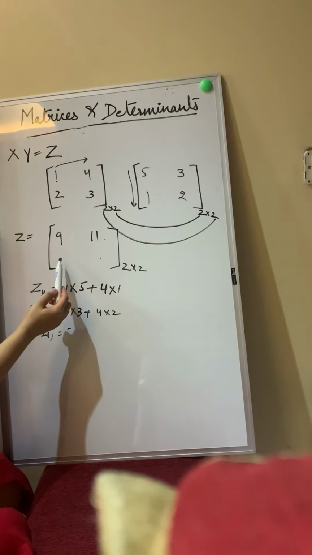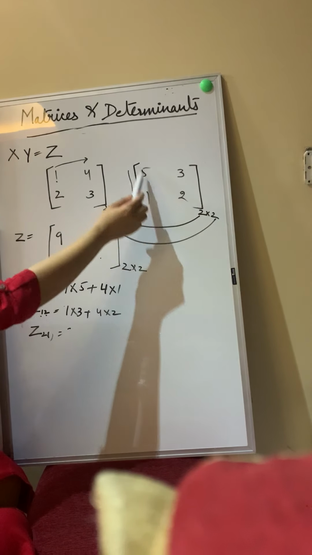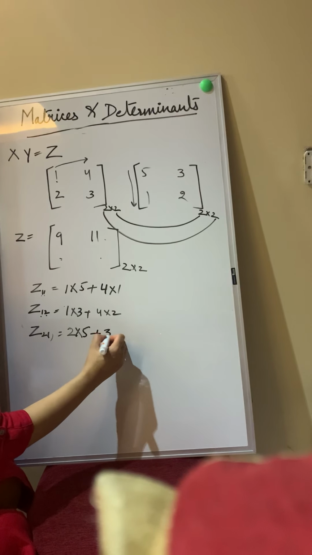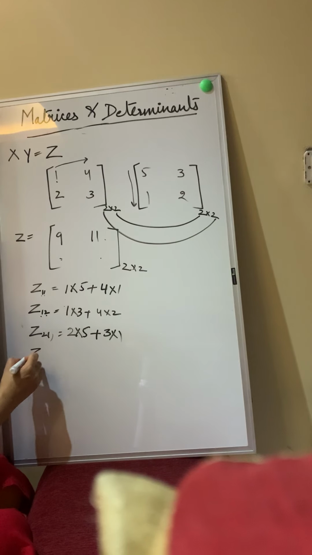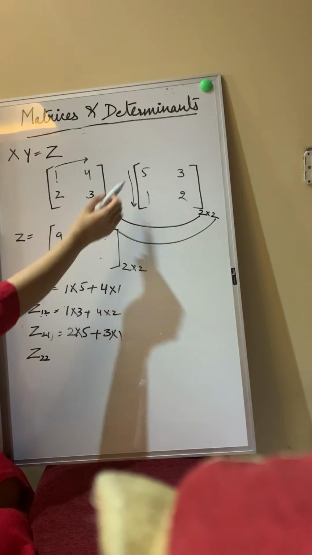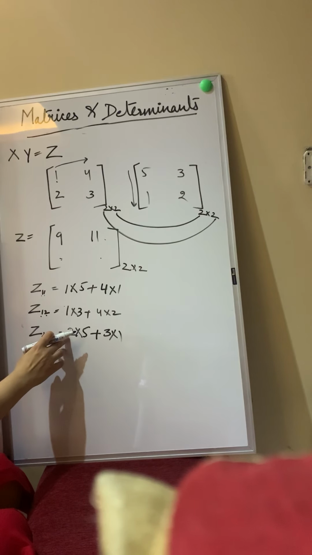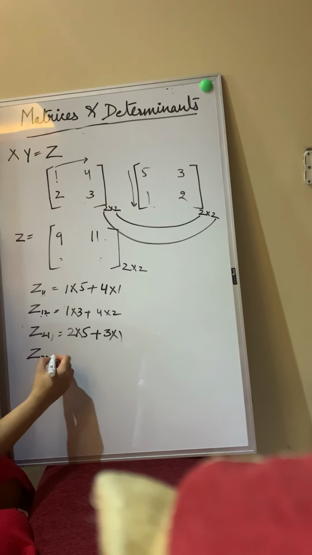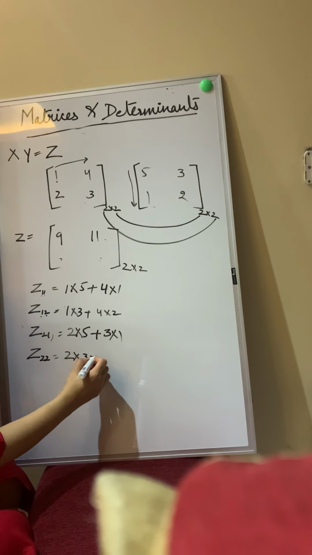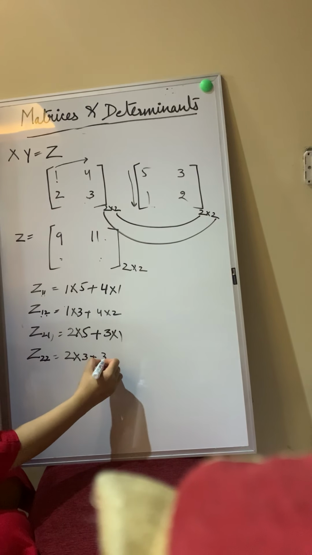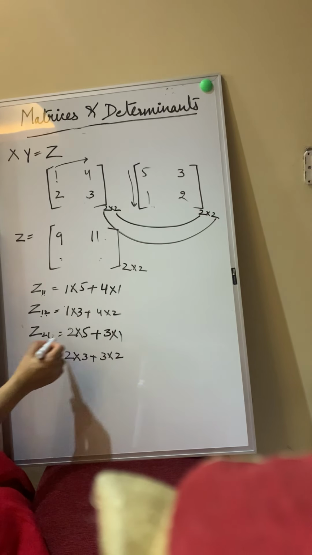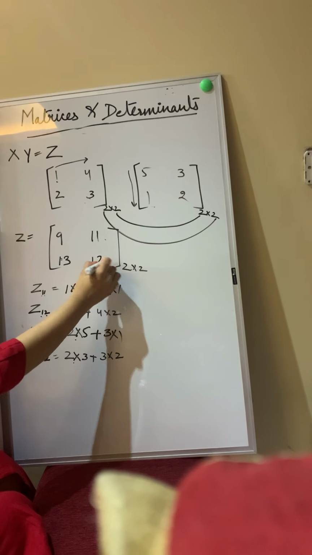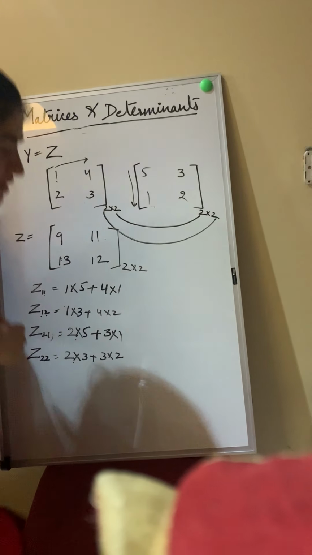The last, this one, Z21, second row, first column. It is 2 into 5 plus 3 into 1. This is 10 plus 3, 13. And the last one is Z22, second row, second column. 2 into 3 plus 3 into 2. This is 6 plus 6, 12. I hope this concept is clear.